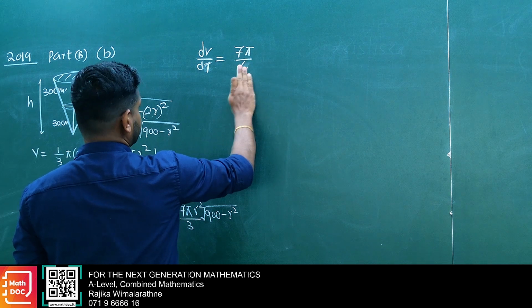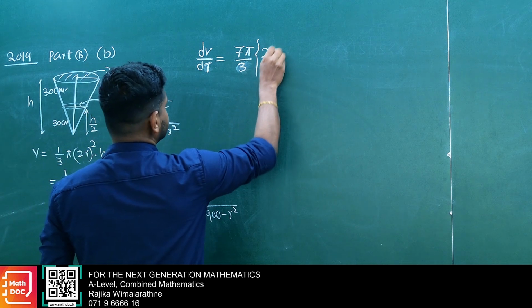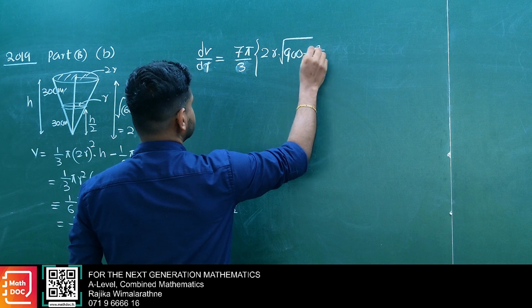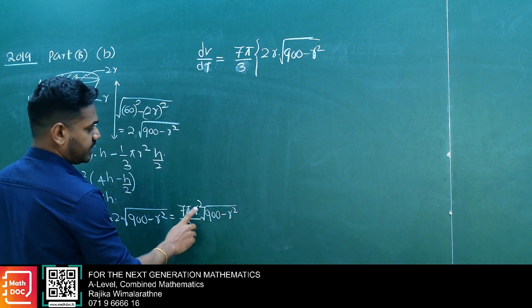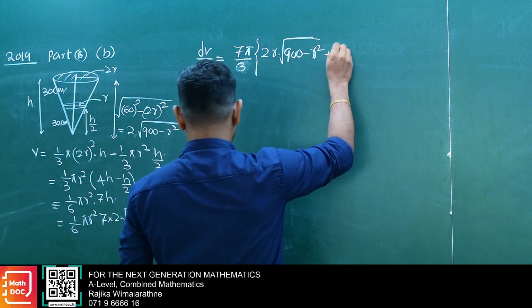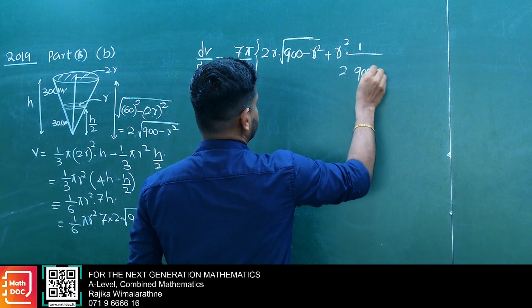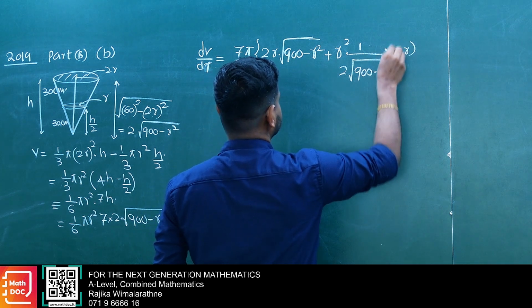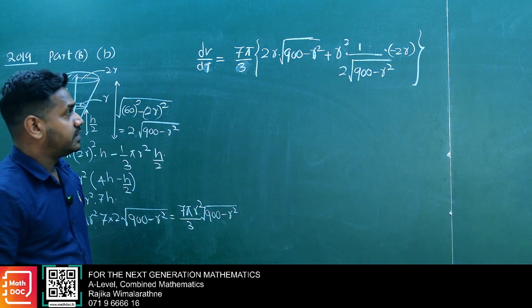Then differentiate. Seven pi divided by 3. Here r squared has derivative 2r, times the square root of 900 minus r squared. Then it's a product: the derivative of r squared times this, plus r squared times the derivative of the square root, 1 over 2 times the square root of 900 minus r squared times minus 2r. Function of a function type. Then further simplify.